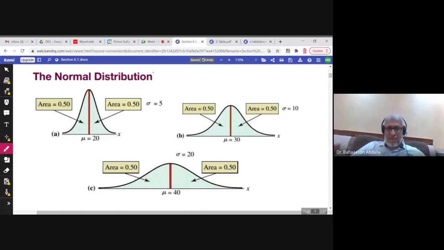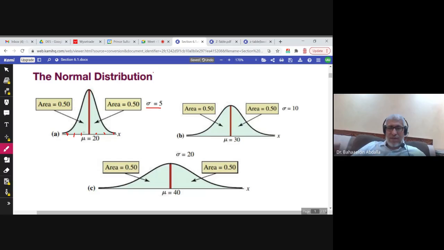Here are 3 examples of normal distributions. All of these 3 graphs are graphs of normal distributions. Here we have a normal distribution with mean 20 and standard deviation 5. So from 20, you can go 5 to the right, 25, 30, 35, and to the left 15, 10, 5, as we learned before.